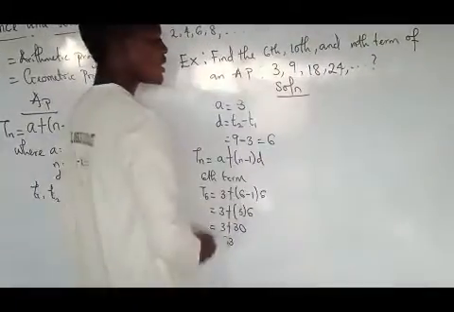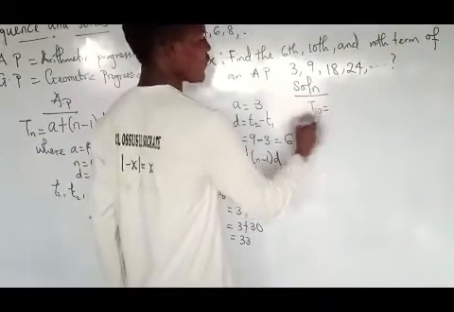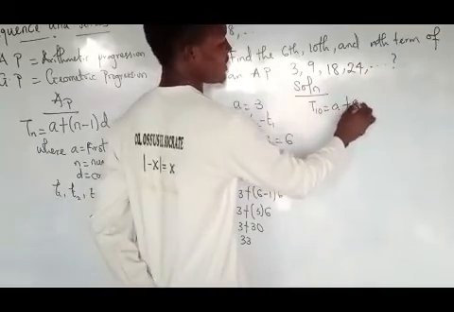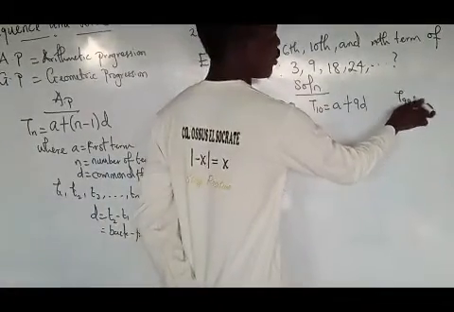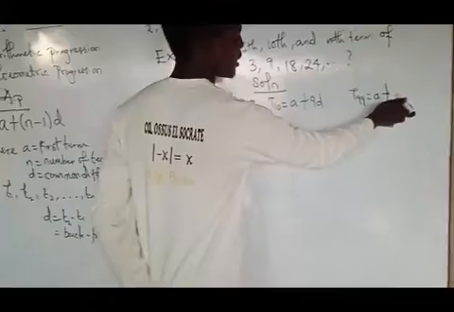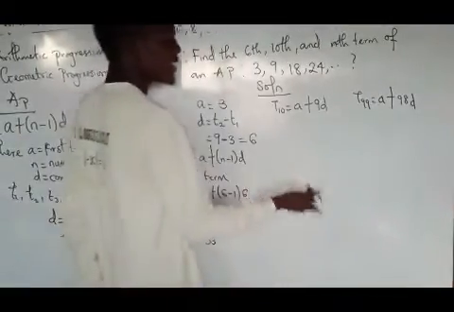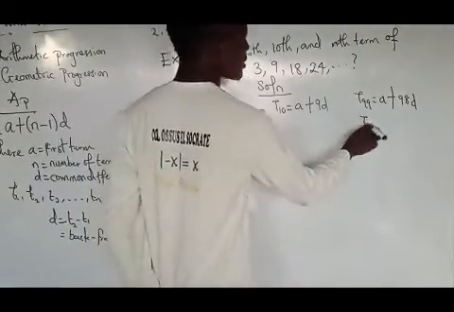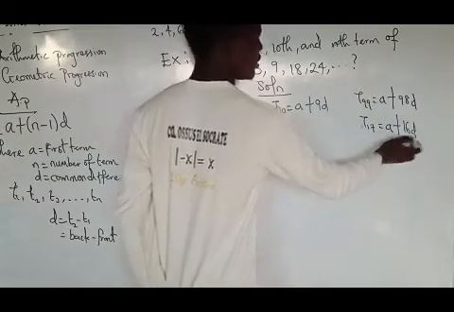Now you must know this. If you are to find the 10th term, T10, the formula will be A plus 9D. If you are to find the 99th term of a series, T99 will be A plus 98D. If you are to find the 80th term, or the 17th term, T17 will be A plus 16D. All right.